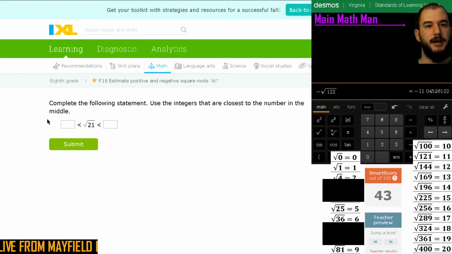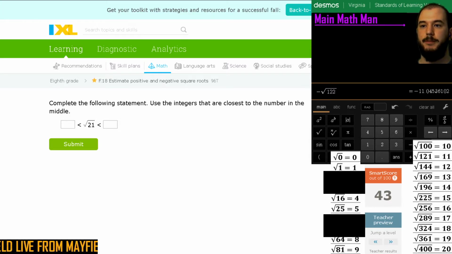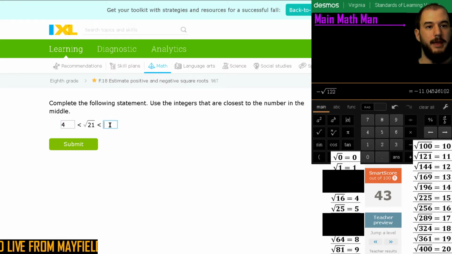All right, so it says, same idea. Where's the square root of 21 at? Well, let's use this little thing. I can shift up a little bit. 21 goes between 16 and 25, and so we're going to say that, hey, that's going to be 4 and 5.